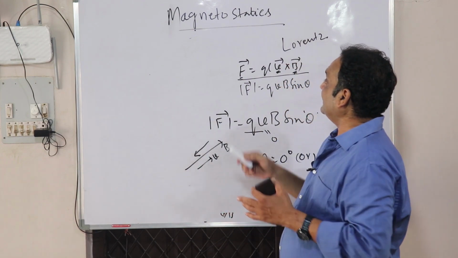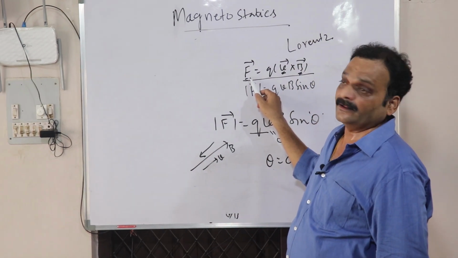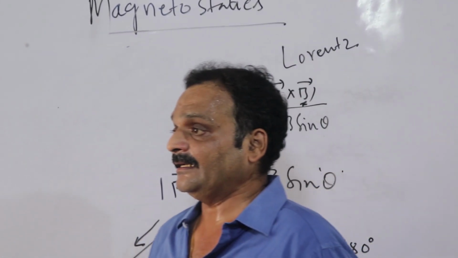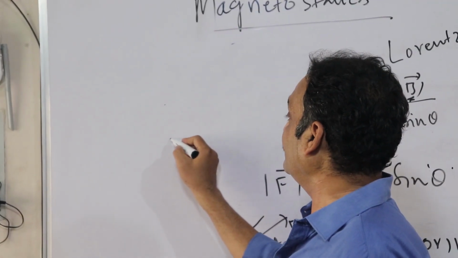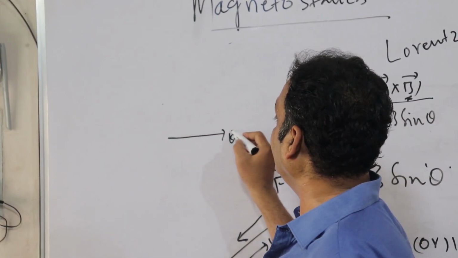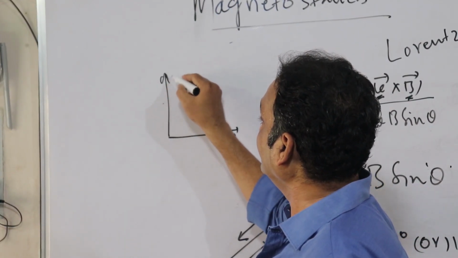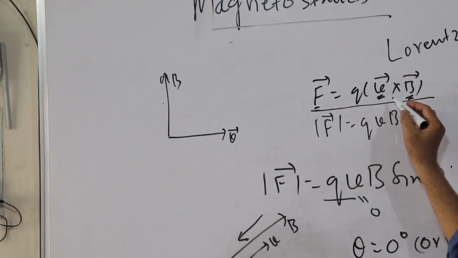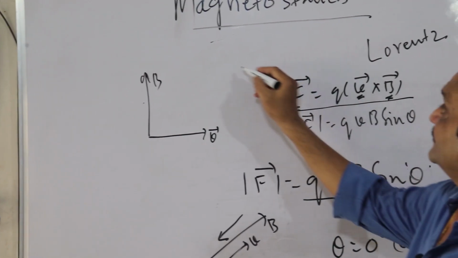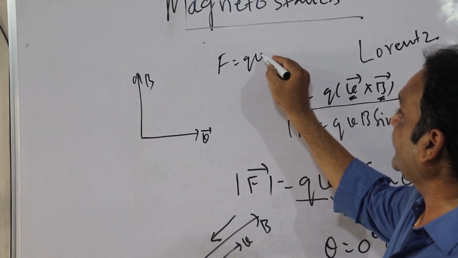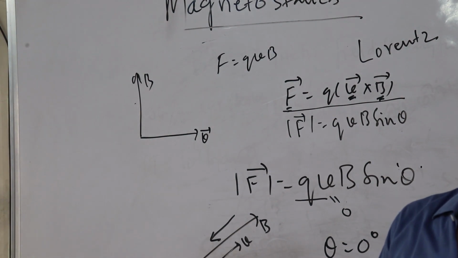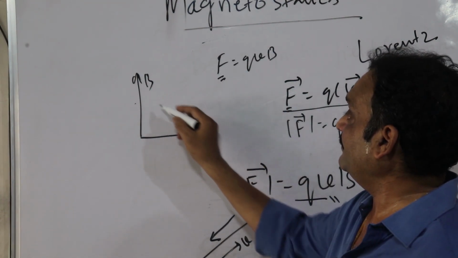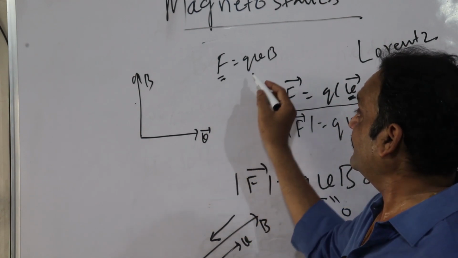Now what is the direction of force? It is the cross product of V and B. If V and B are perpendicular, suppose V is like this in a region, and B is like this, the angle between V and B is 90 degrees. Then sin 90 is maximum, and that maximum force is nothing but QVB. What is the maximum possible force? When V and B are perpendicular, the force will be maximum, given by QVB.